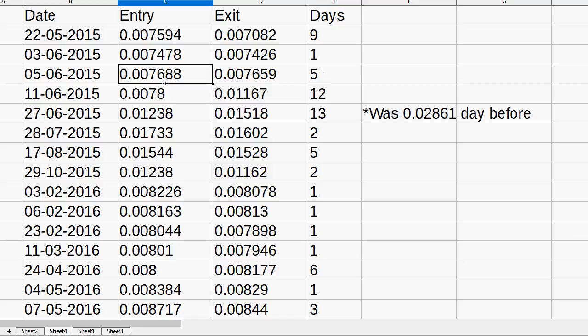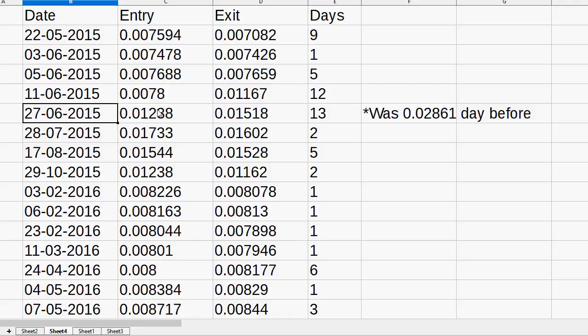Here's a spot for 5 days. You go in at 76.88, and you sell for a small loss at 76.59. June the 11th, you get in at 0.078, and you sell at 0.011 after 12 days of entering in. Now this one was very interesting here. It's the only one that I gave an asterisk to, although a couple were close that I could have, but I didn't.